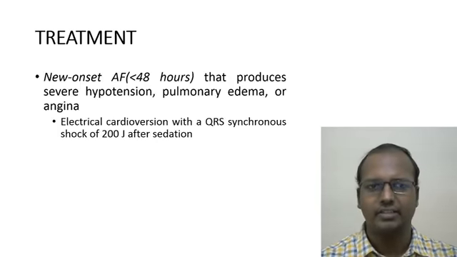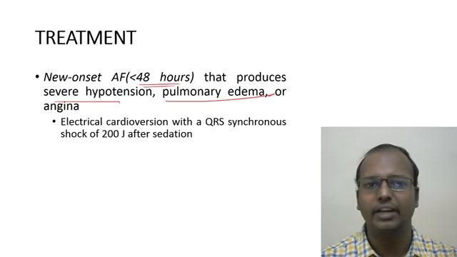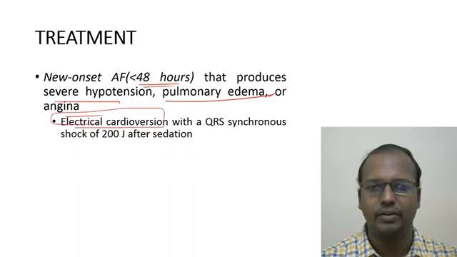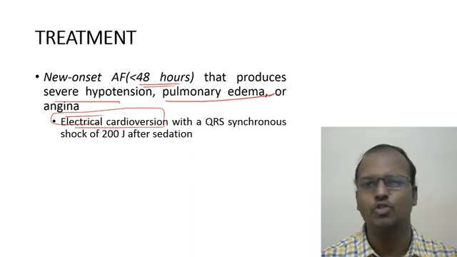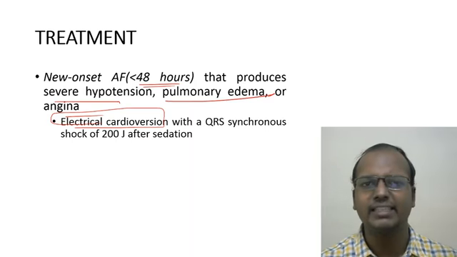New onset atrial fibrillation, that is less than 48 hours, that produces severe hypotension, pulmonary edema, angina, go for electrical cardioversion. Very, very important. New onset atrial fibrillation which presents with hypotension, pulmonary edema or angina, so hemodynamic instability, then you go for electrical cardioversion with a shock of 200 joules.